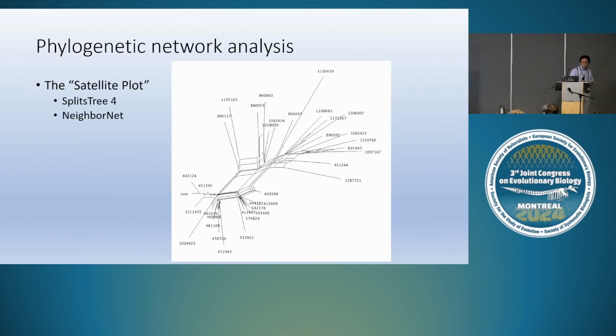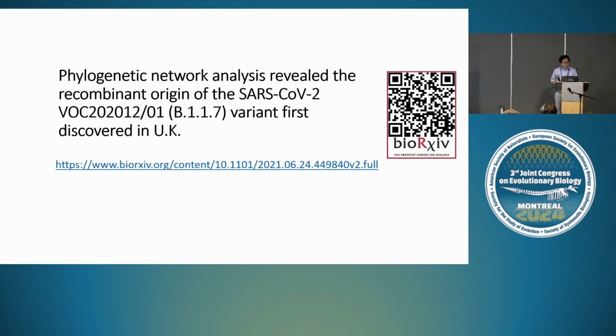So this is one method we tried. And the other method, I call the satellite plot. It looks like a satellite, so also look at that sequence here, that's the alpha variant, okay? So again, it seems to have come from recombination of different sequences that exist in the population, all right? So we made this public in June 2021 on bioRxiv. If you're interested, you can check it out.